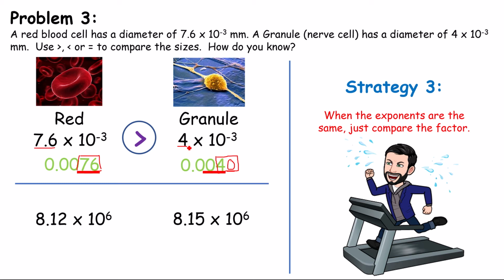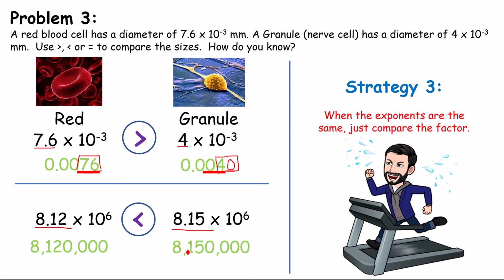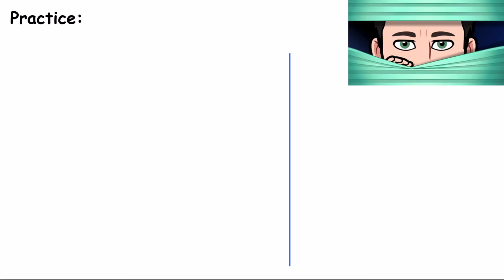Tell you what, try these. Notice once again they're both positive, so I can't use strategy 1. Once again, the exponents are the same, so I can't use strategy number 2. That means I need to look at strategy number 3, which is compare the factors. This is 8.15. This is 8.12. 8.12 is going to be less than or smaller than 8.15. Notice I did go ahead and put this into standard form so you could see it. Notice this is 8,120,000. This is 8,150,000. 150,000 is bigger than 120,000.